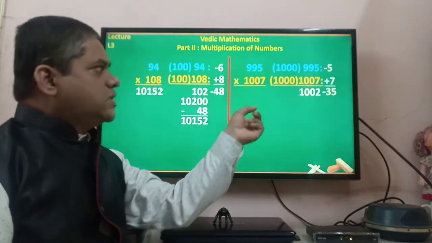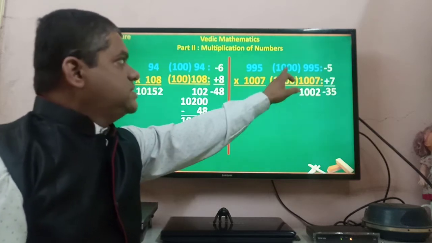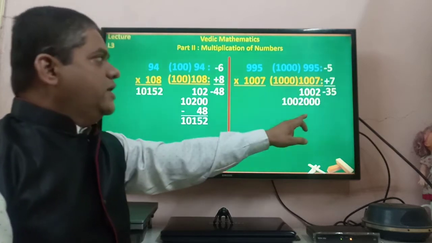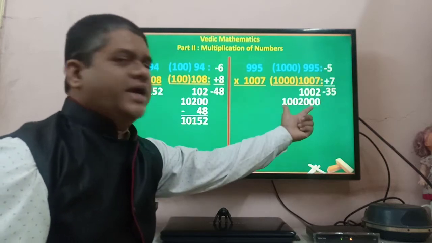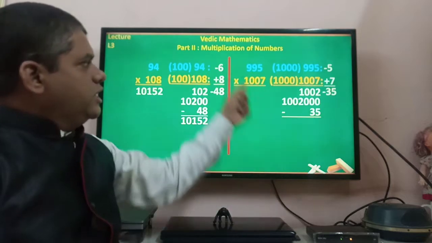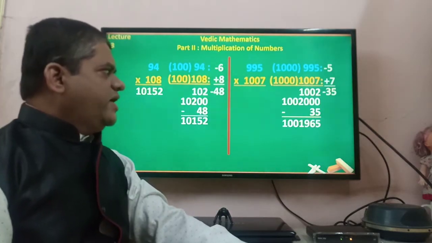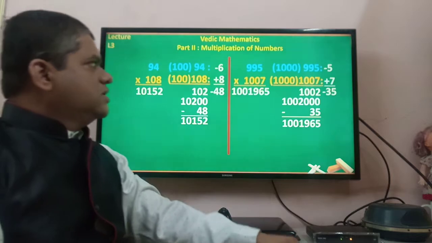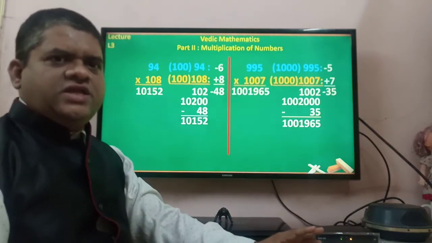Now to subtract this 35, we have to get the value of this 1002. The base is chosen as 1000, and when the base is chosen as 1000, we have to multiply by 1000 in order to get its value. And then we can subtract 35 from this in order to get the product of these two numbers. And you will find we have easily got the product of these two numbers. So it's very easy Vedic mathematics.